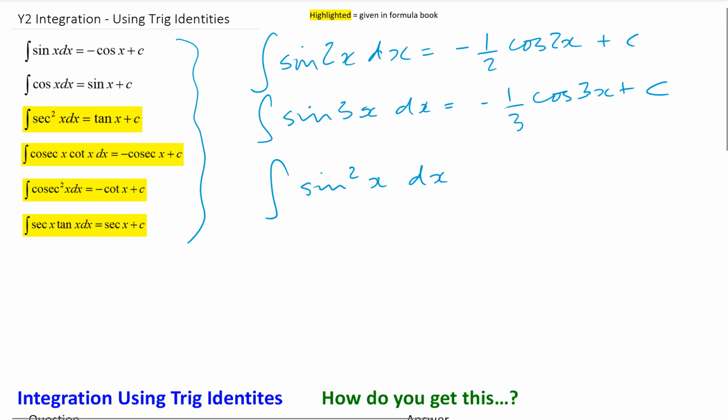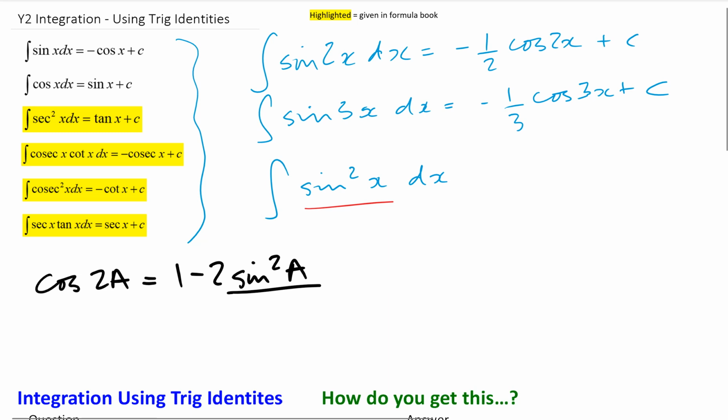The way to do it is to use one of the double angle formulae. If we can replace sine squared with a sine 2x or cos 2x, then that's good because those are both easy to integrate. So the double angle formulae that's going to help us here is this one. The one with cos 2a is 1 minus 2 sine squared a, because if we rearrange that to get sine squared on its own, we'll be able to integrate cos 2a very easily.